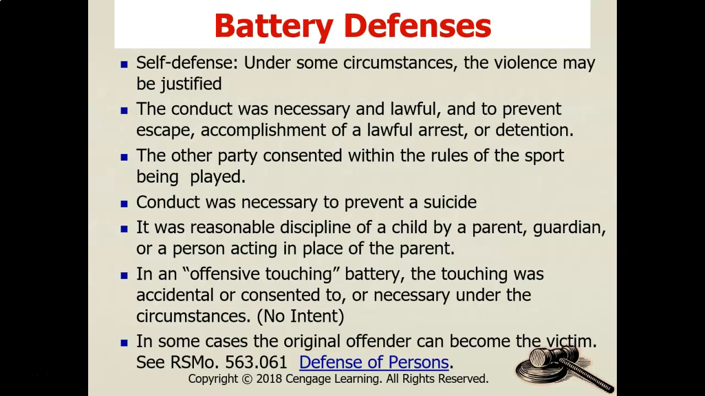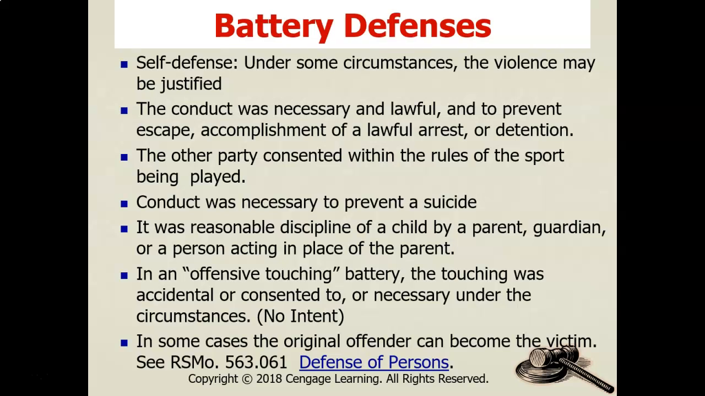Conduct was necessary to prevent a suicide. Somebody's threatening themselves with a weapon and you wrestle that weapon away from them. You've looked at an assault by statute, but at the same time, you've done it to protect them. Reasonable discipline of a child, including spanking. If you were to spank an adult, it would definitely be under that assault statute.